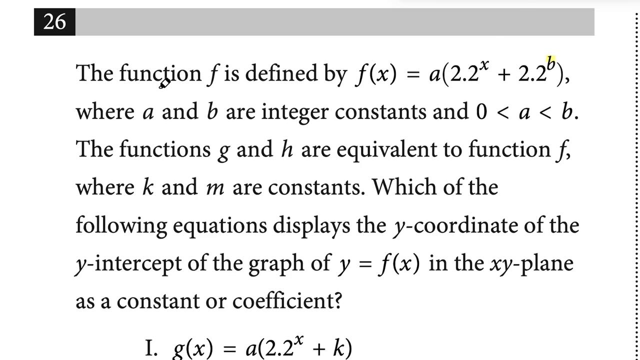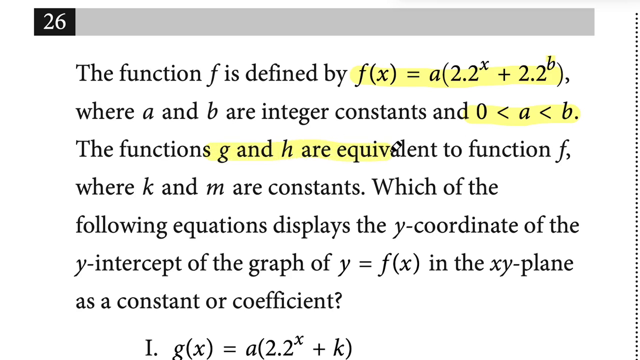So first one is the function f is defined by f(x) = a(2.2)^x + (2.2)^b, where a and b are integer constants, and this is the condition that b is greater than a and a is greater than 0. That means only positive integers other than 0. The functions g and h are equivalent to function f.